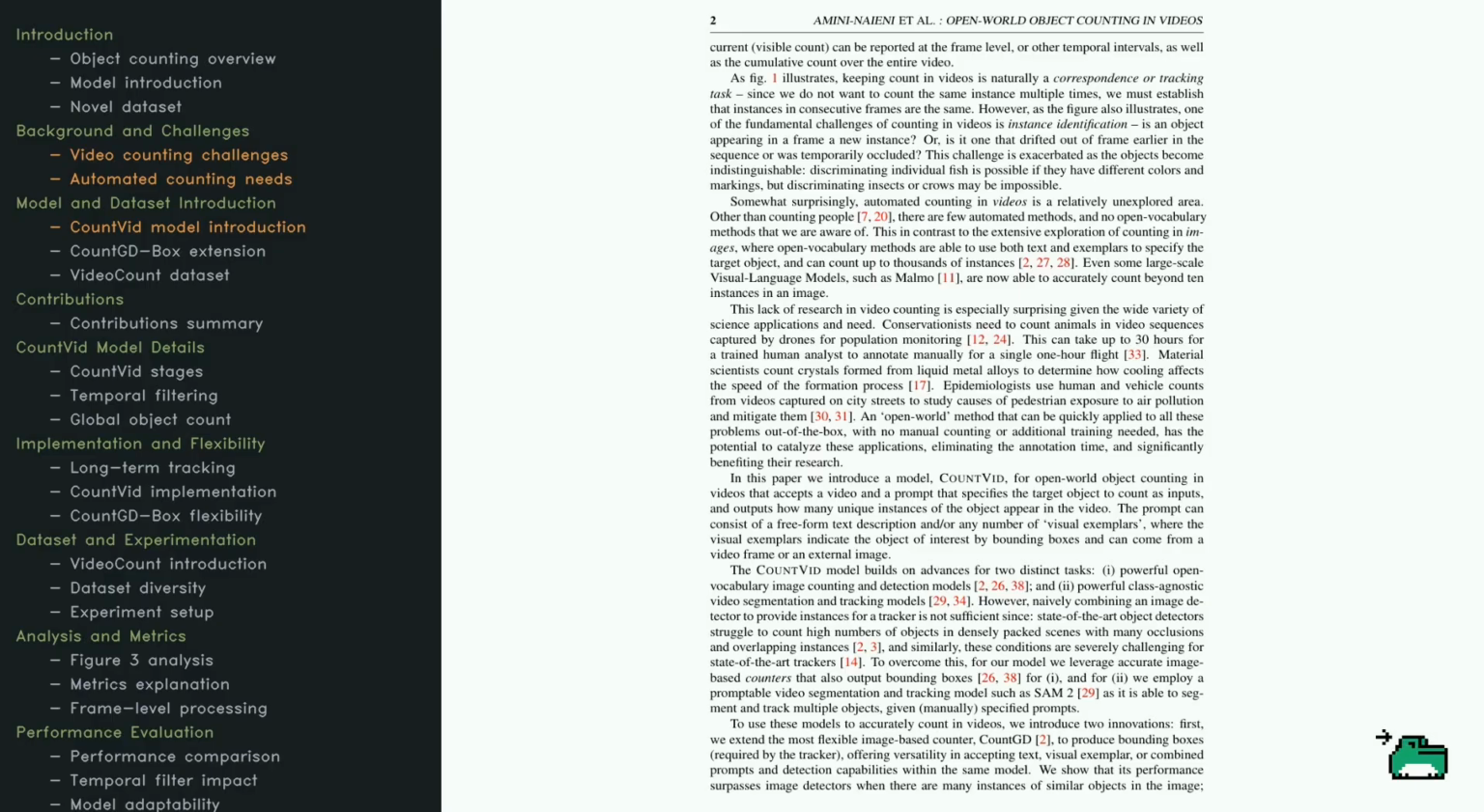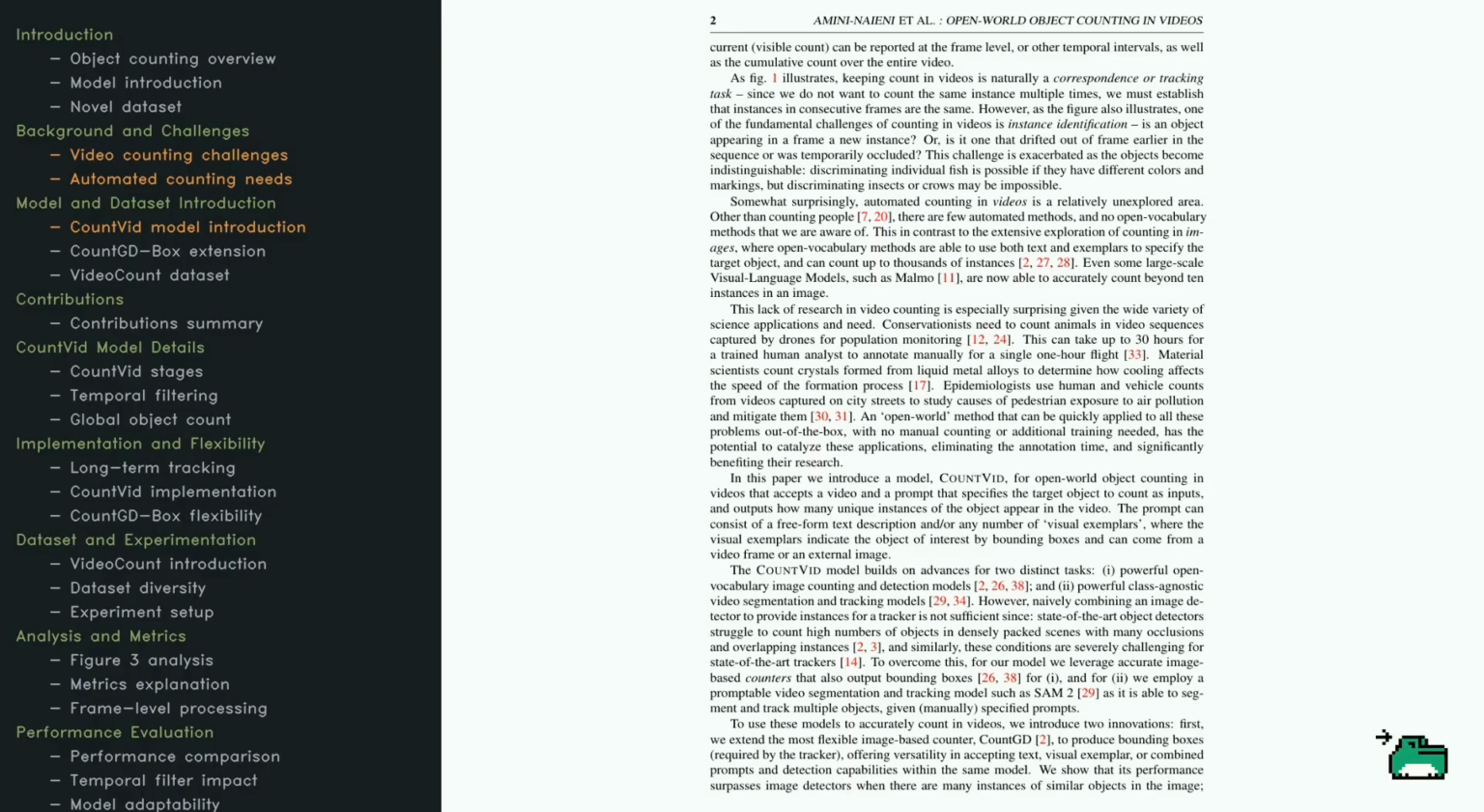The need for automated video counting is massive. Conservationists, for instance, spend ages counting animals via drones. Materials scientists and epidemiologists face similar tasks. An open-world approach like COUNTVID could really change the game, eliminating manual counting and speeding up research.